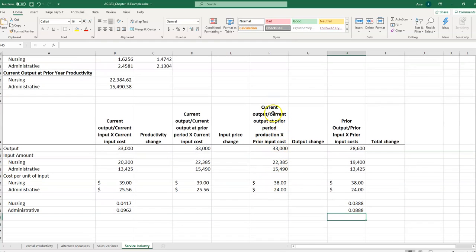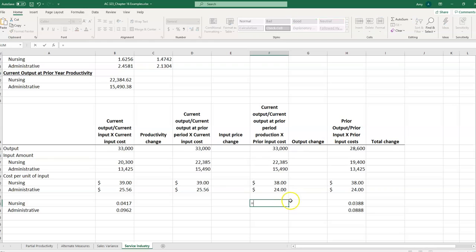So now what we need to calculate is the current output divided by the current output at prior period production times the prior input cost. So for this one, the current output divided by the current output at prior period production times prior input cost, we take what our hours would have been if we had kept last year's productivity. So this is our patient hours divided by, we need the total cost.